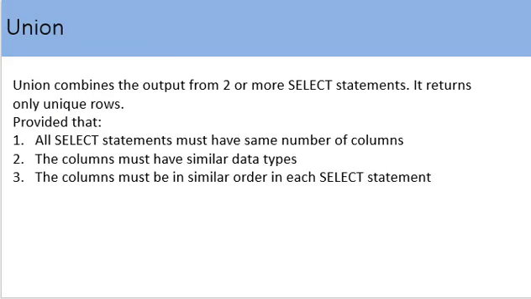Our next topic is union operation. Sometimes we need to combine or merge the output generated from two or more select statements, but the select statements must be compatible with each other. All select statements must output the same number of columns and the columns should be in the same order in each select statement. The columns must also have similar data types.